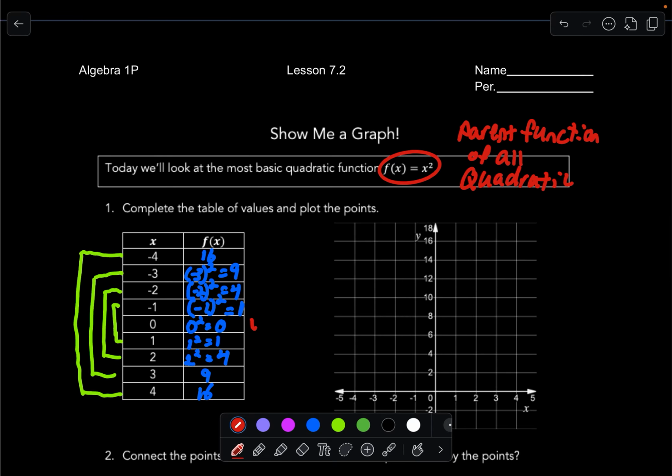We call this 0, 0 point the vertex. That's the language for it. It's the lowest point on the graph. And we can graph it. So here we go.